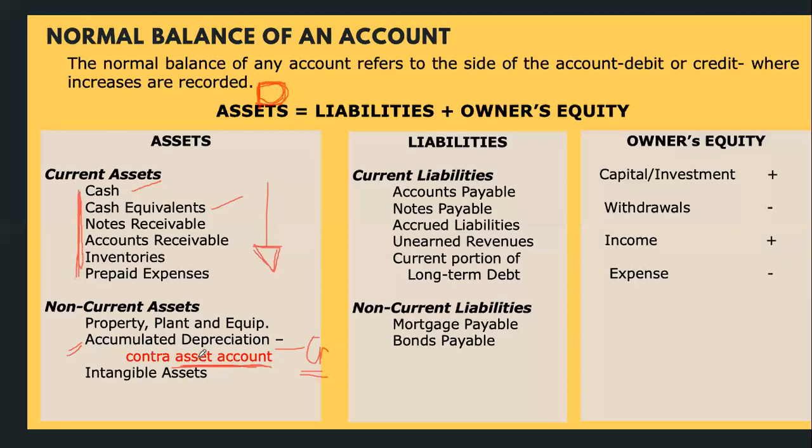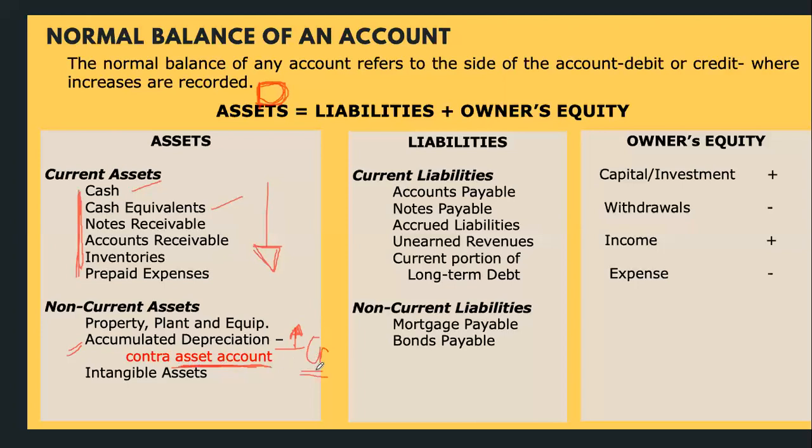Iyang didakkan ang balance ni account. Contra asset, iyang kontrahon ang asset ni account. Therefore, the normal balance of the contra asset account, accumulated depreciation, is credit. Every time we credit accumulated depreciation, it will increase its balance. Increase iyang balance.